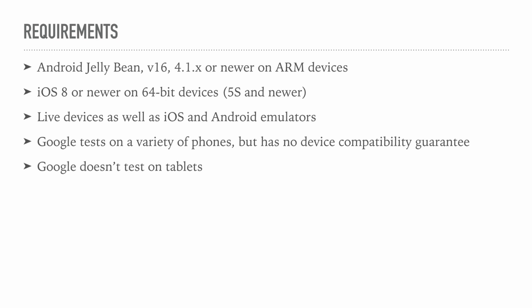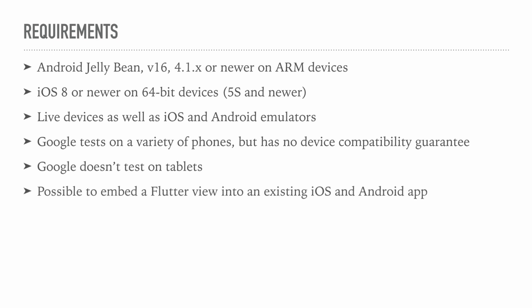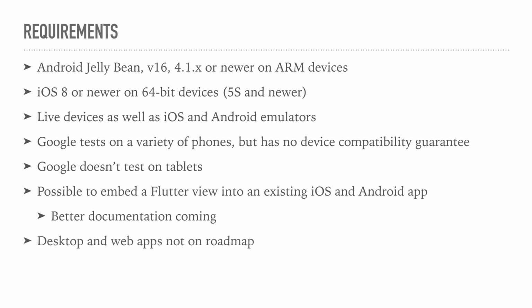You have to do some device orientation sensing to figure out if it's a horizontal iPad or a vertical iPad or whatever, right? And it's possible to embed a Flutter view into an existing iOS and Android app, and that is getting better now. In fact, better documentation is coming. It's already pretty up to date now. So if you have an existing iOS app and you just want one page that's Flutter or two pages that's Flutter, you can also embed that in your app.